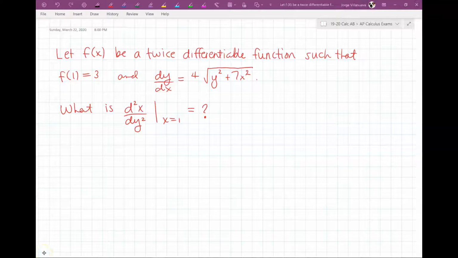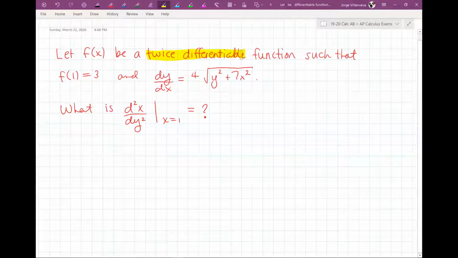All right, so I was asked a question about trying to help out with the following problem. It says, let f of x be a twice differentiable function. Now remember, f of x being twice differentiable means that you can take the derivative of it twice. And that'll come in a little bit later as to why that's mentioned.